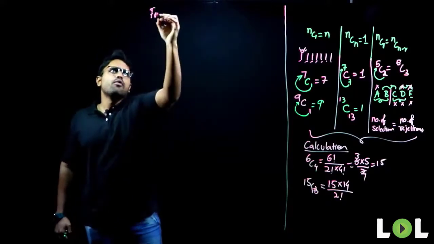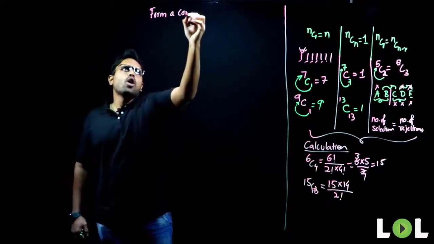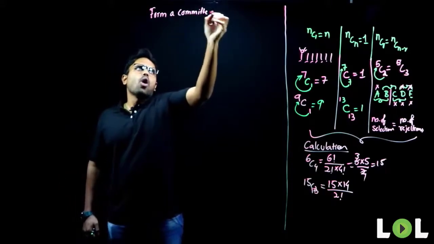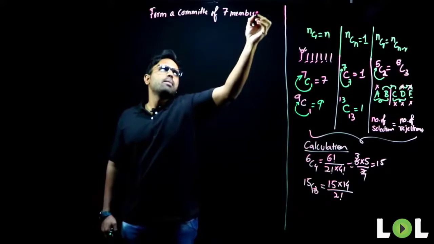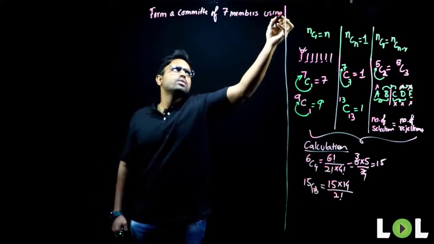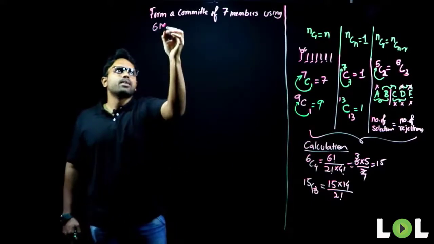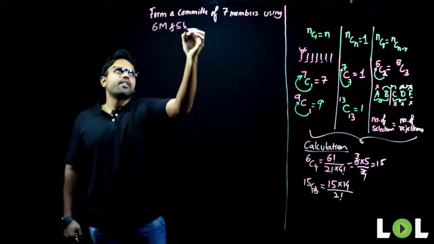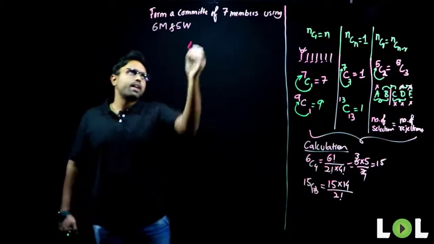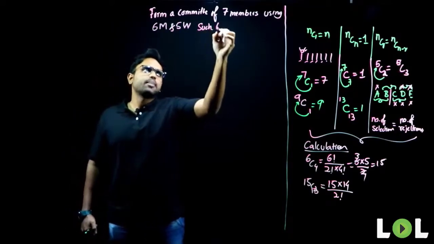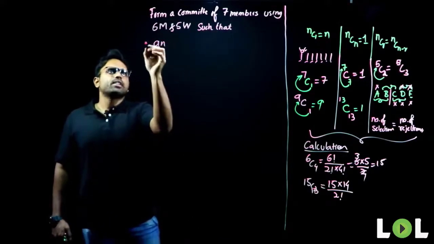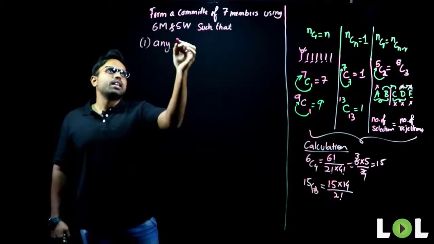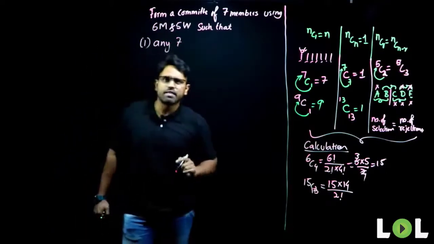It says, form a committee of 7 members using 6 men and 5 women such that there are any 7. First clause I will take. There are any 7 members. You can select any 7 members.